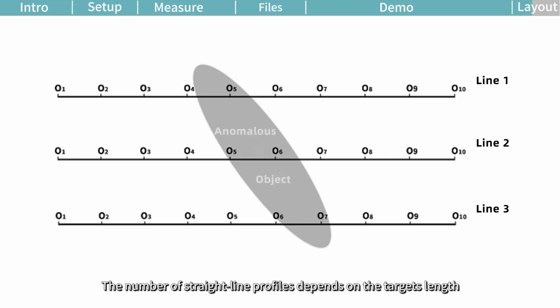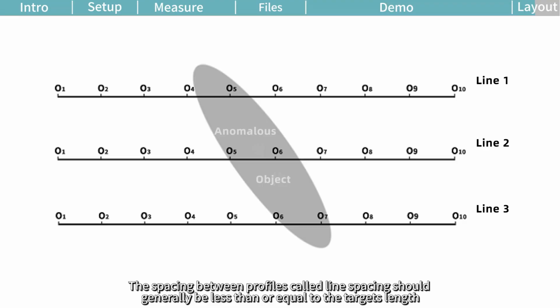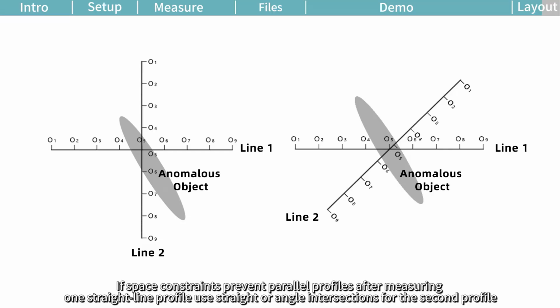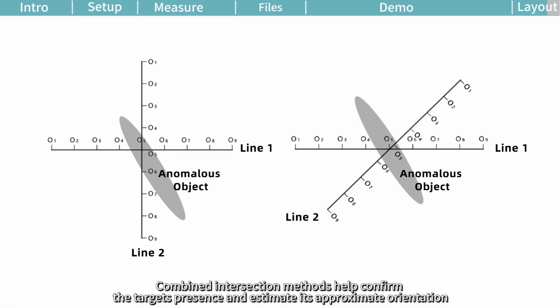The number of straight line profiles depends on the target's length. The spacing between profiles, called line spacing, should generally be less than or equal to the target's length. Cross or oblique intersection layout method. If space constraints prevent parallel profiles after measuring one straight line profile, use straight or angle intersections for the second profile. Combined intersection methods help confirm the target's presence and estimate its approximate orientation.